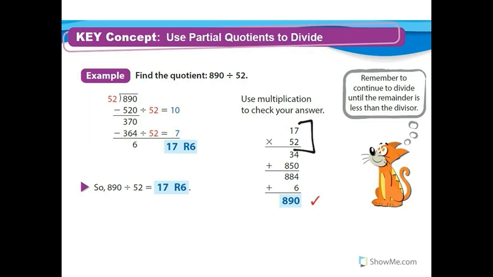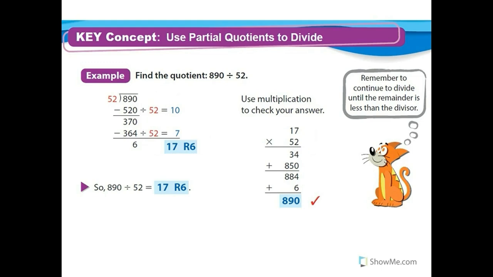520 divided by 52 equals 10. 364 divided by 52 equals 7, right? And they get 17 remainder 6. So if we did it this way, we would have to know that 364 divided by 52 equals 7. Well, how do we do that? The first thing we do, we start multiplying, right? We start thinking about our multiplication. So that's how we're going to show it.